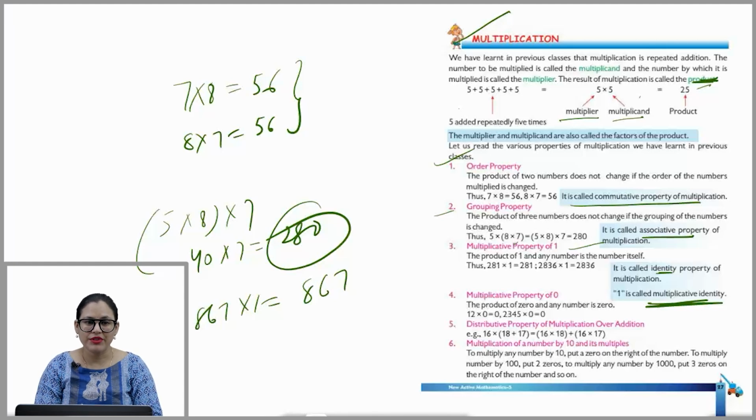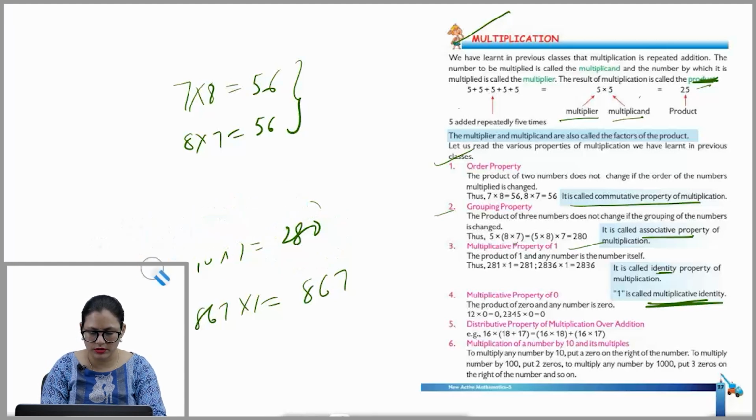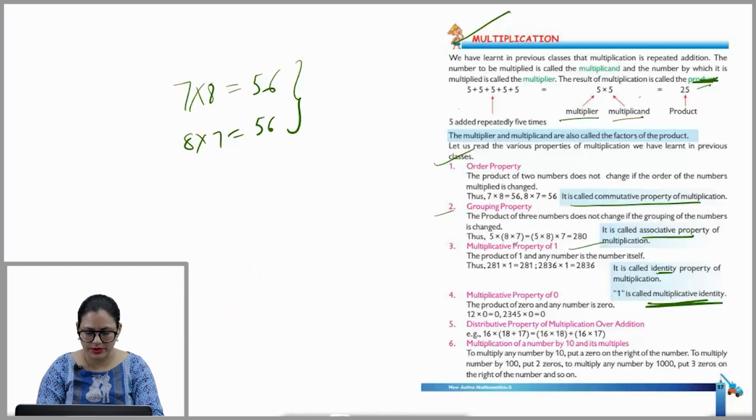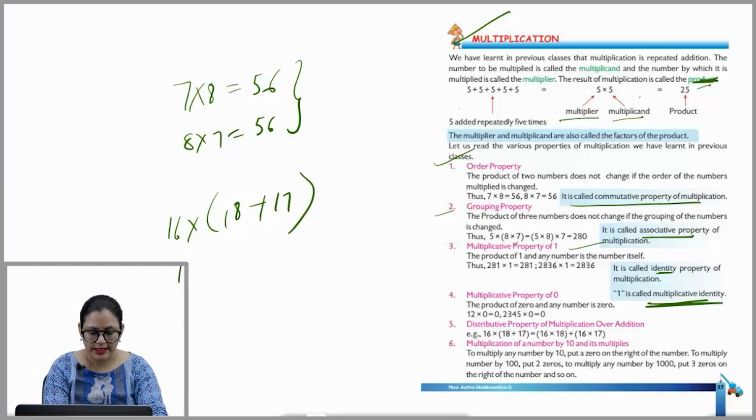Number 5, distributive property of multiplication over addition. Example is 16 into 8 plus 17. Let's check what this property says. See, 16 into 8 plus 17. So, this is the distributive property of multiplication over addition. So, we will do it like this: 16 into 8 plus 16 into 17.